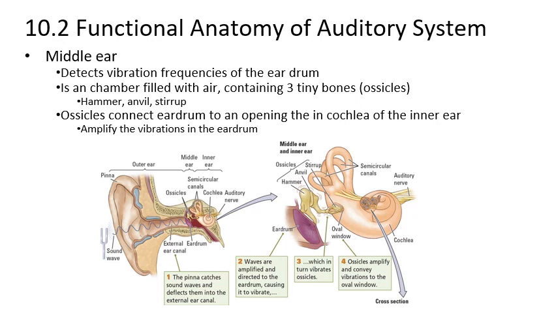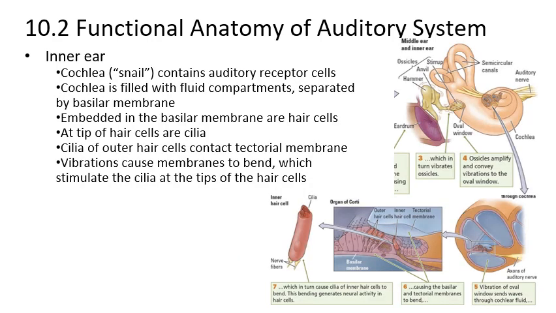So moving on to the inner ear, this is really where all the action happens in terms of sensory reception in the auditory system. This contains the cochlea, which means snail. It also means something like screw in Greek, because it's sort of snail-shaped and twists around like a screw. This contains the auditory receptor cells. So the outer ear and the middle ear have really just been funneling the sound and amplifying the sound in order to get to the inner ear where actual sensory reception is happening.